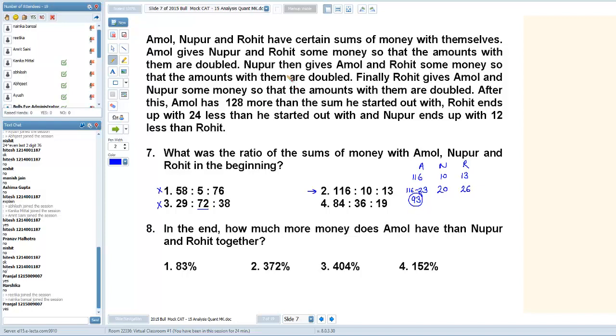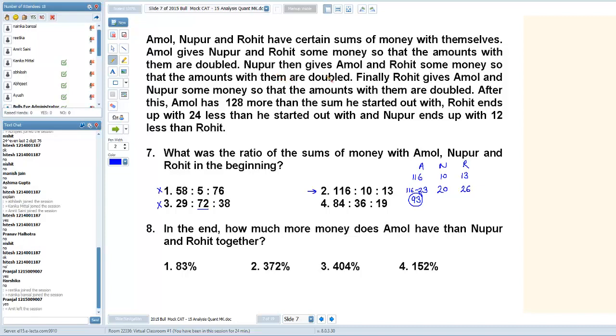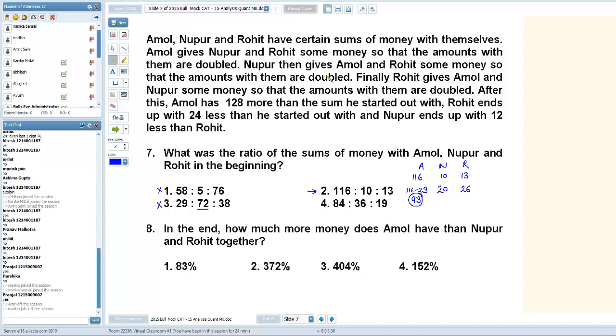Now see the second condition. Nupur then gives Amol and Rohit some money so that the amounts with them are doubled. Now with the same logic, this option is also rejected. Why? Because Nupur has only 20 rupees and she wants to double Amol's and Rohit's money, which is never possible in this case. That's why again this is not the answer and we are left with only the fourth option. Is it okay, Pranjal? So this is the answer.